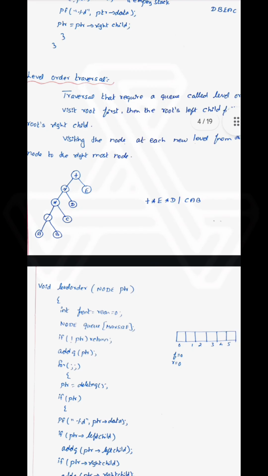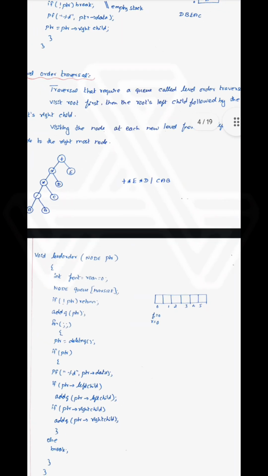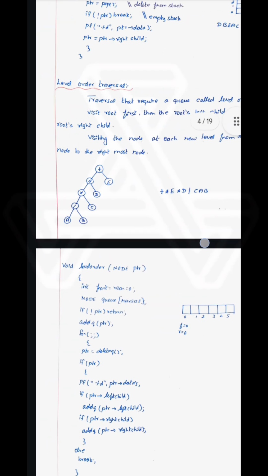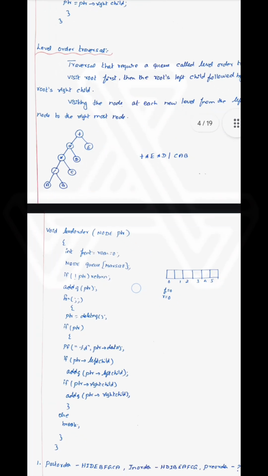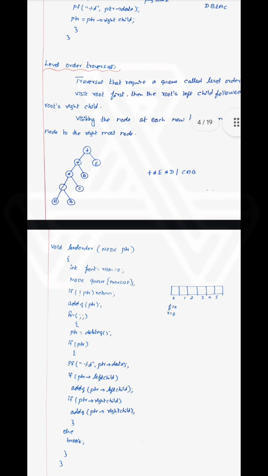Then the level order traversal. Traversal requires a queue, called level order traversal. Visit root first, then root's left child followed by the root's right child, visiting the nodes at each new level from the leftmost node to the rightmost node. Here it is like plus star E, then star D, then slash C, then A, B. This is the level order traversal.